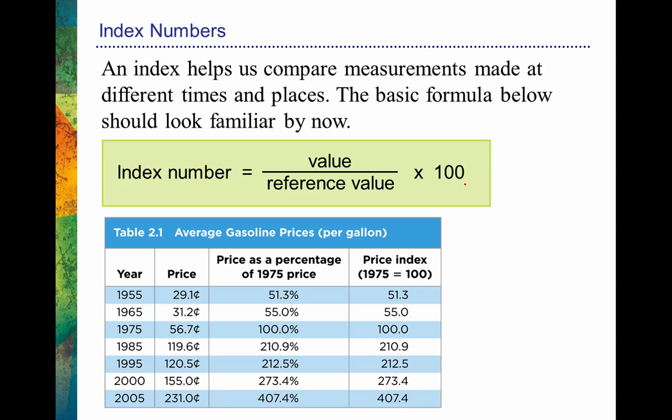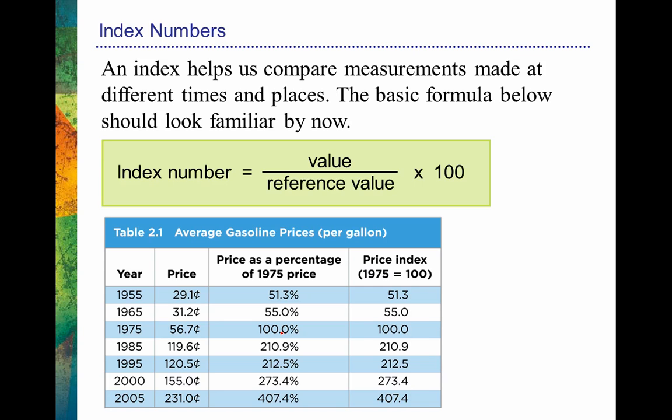So for example, take a look at the prices that we have listed down here. These are average gasoline prices per gallon based on different years. And we can see that gas was pretty cheap back in 1955, and it got pretty expensive around 2005. This is listed in cents, so that's $2.31. And then what we're doing here is using 1975 as the reference year. And the reason why we're doing that is just so we can have one point in time that we can use as some comparison.